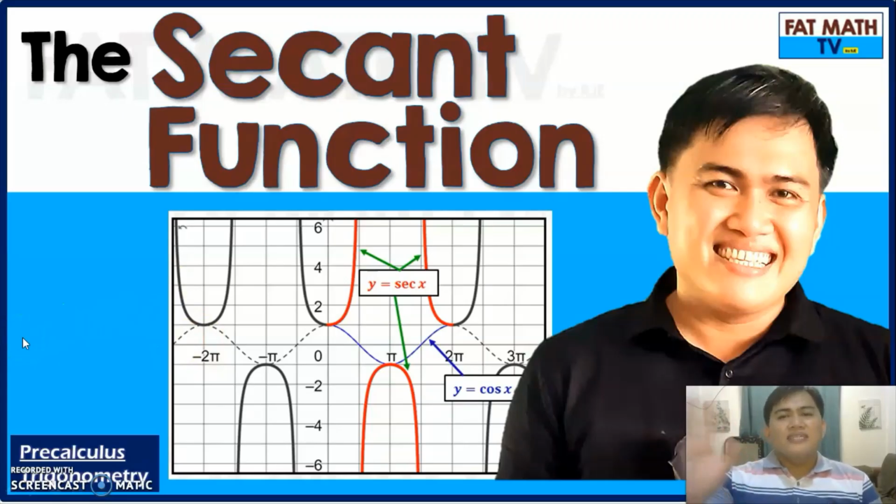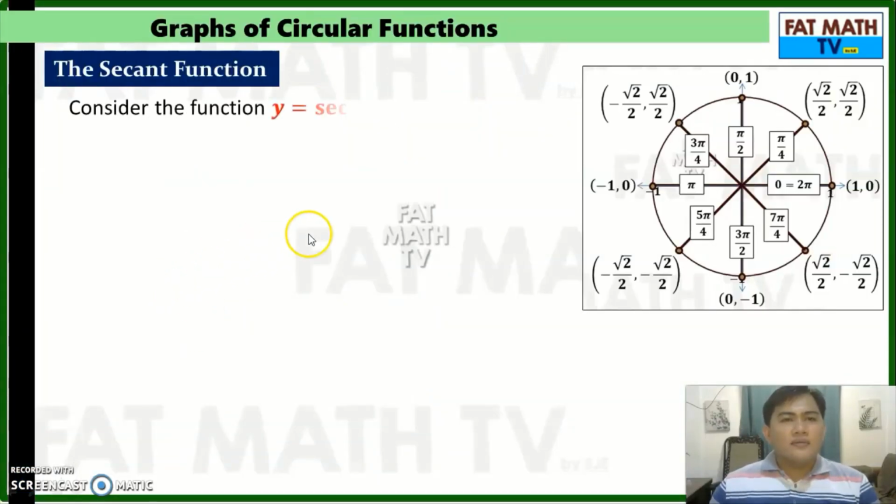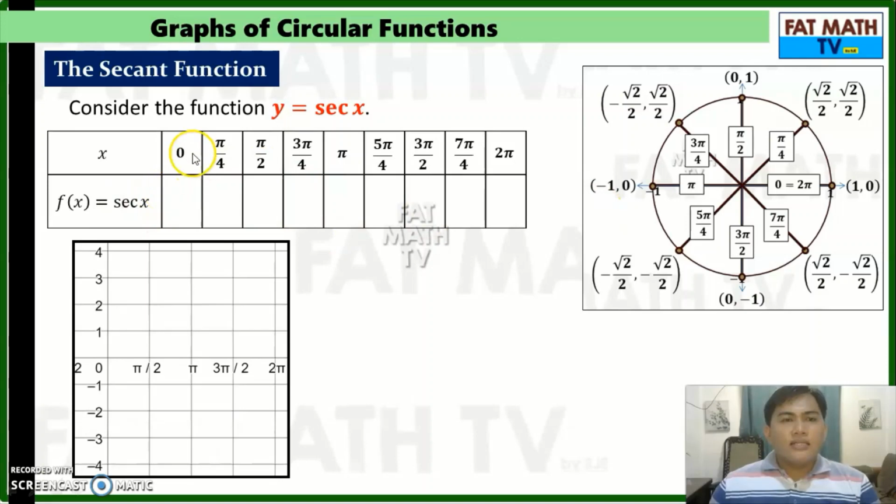Hi everyone. In this video, we will have the secant and the cosecant functions. So consider the function y equals secant x. Recall that the secant of an angle is 1 over x, or the x coordinate of the terminal point on the unit circle. So let us give values for x and solve for the corresponding y values.